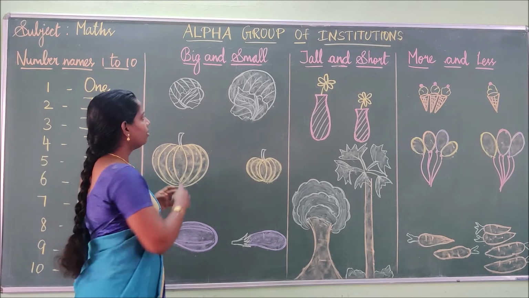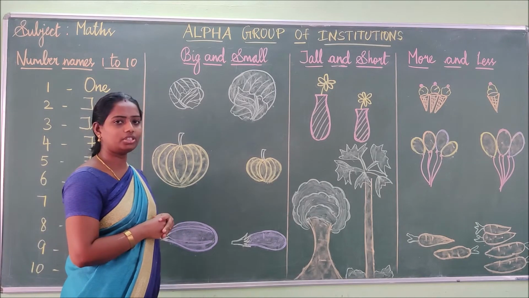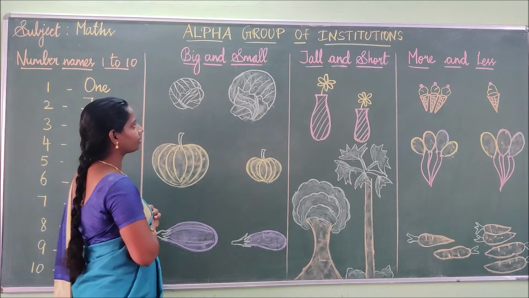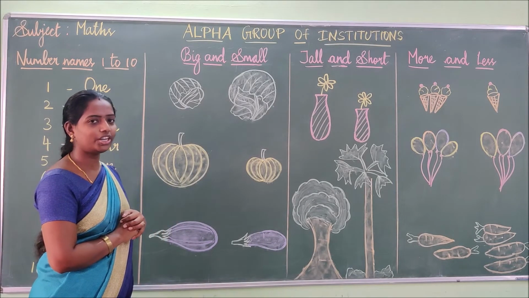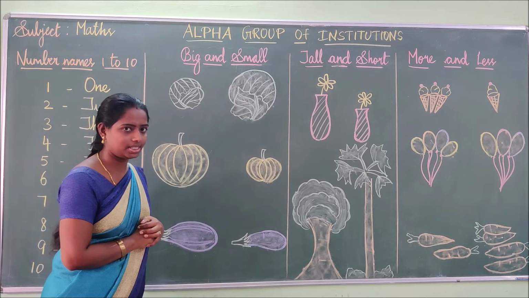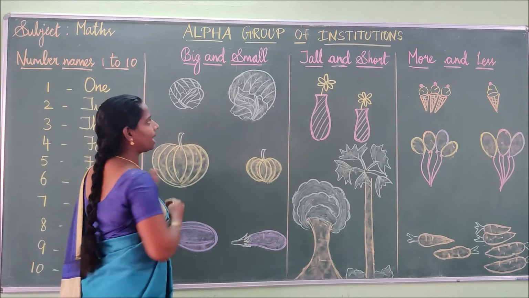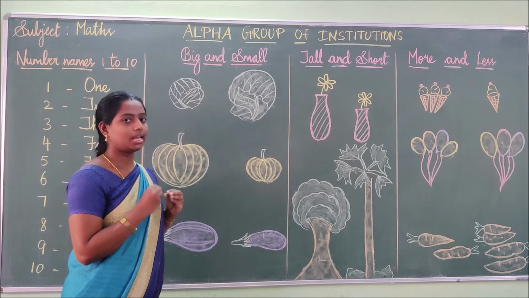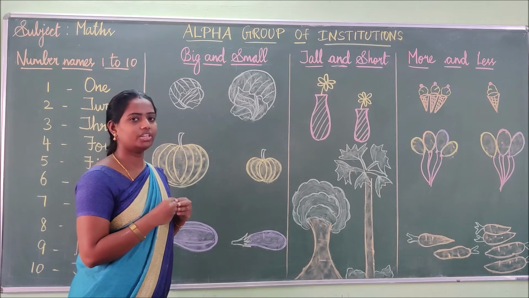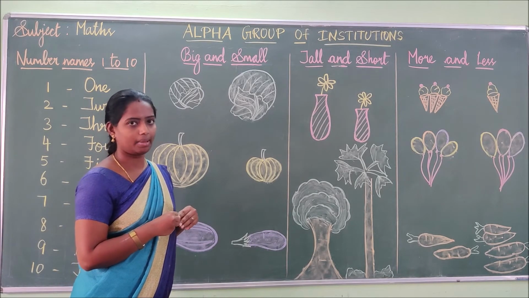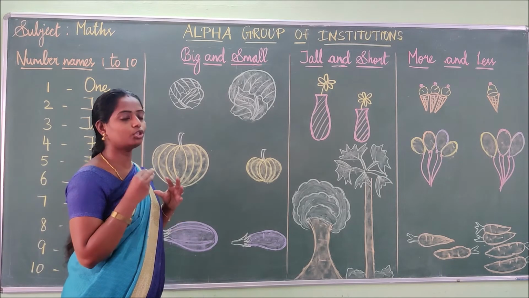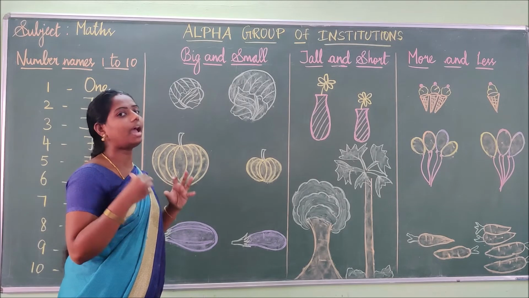Okay, children? First one. Look at the picture. What picture can you identify from this? Yes, very good. It is cabbage, isn't it? From these two cabbages, we are going to find out which is the big cabbage and which is the small cabbage. You should know the difference between big and small.